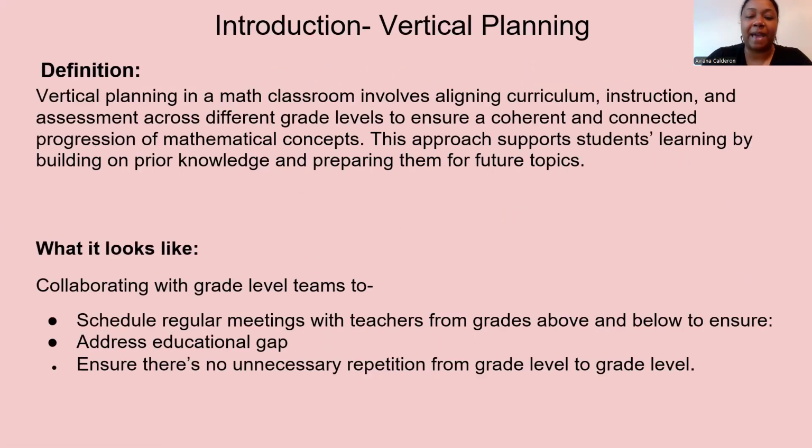Vertical planning in a math classroom involves aligning curriculum, instruction, and assessment across different grade levels to ensure a coherent and connected progression of mathematical concepts. This approach supports students' learning by building on prior knowledge and preparing them for future topics. So, what exactly does that look like?